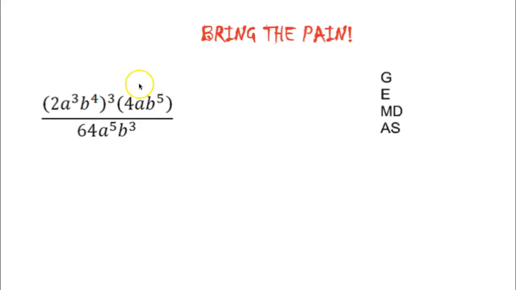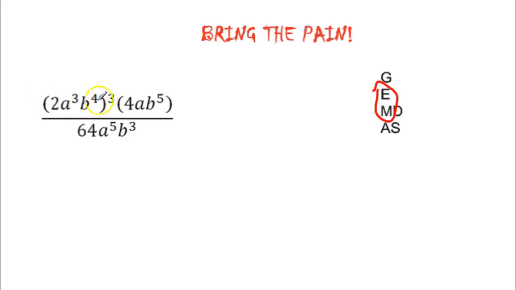So we've got this big monster over here. How are we going to do it? Well, we can just use GEMDAS, right? Do I have a grouping symbol? Yep. Do they have an exponent? Well, that one does. So let me do the exponent first.